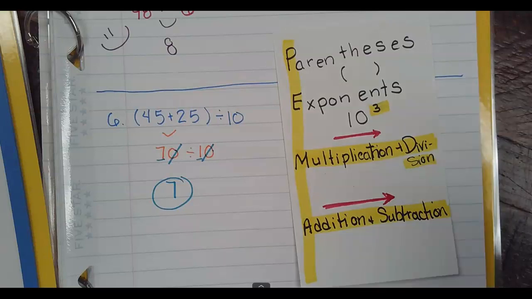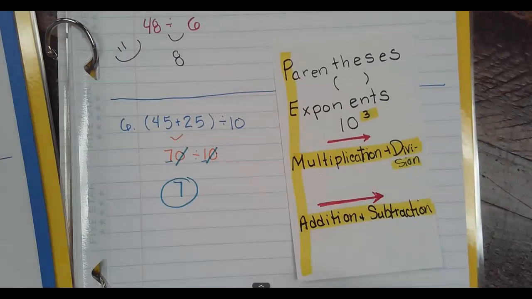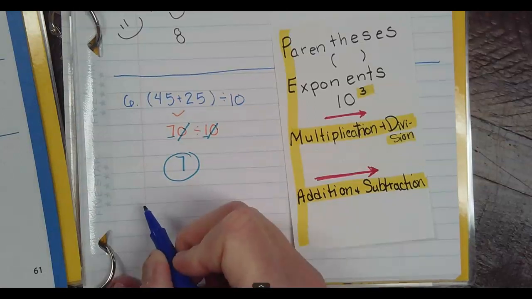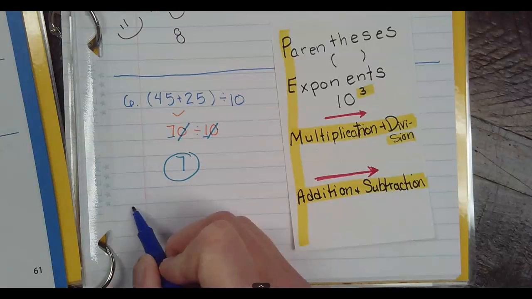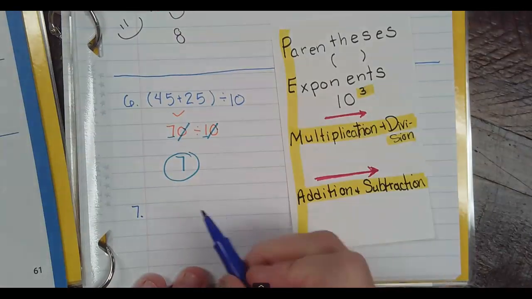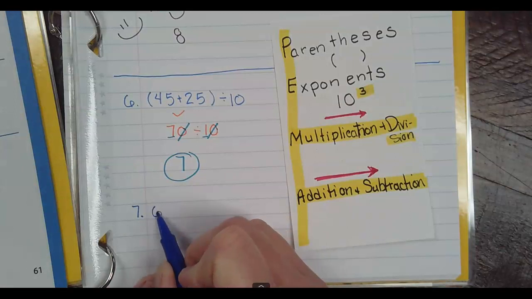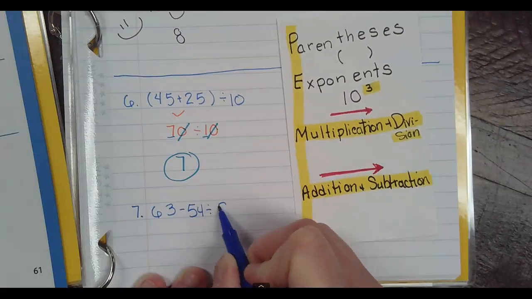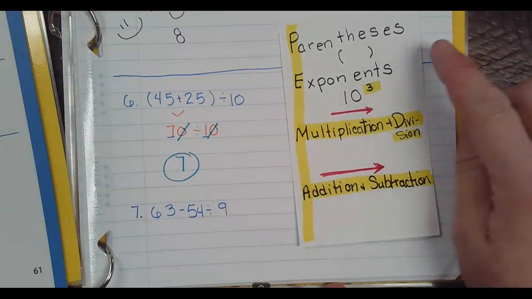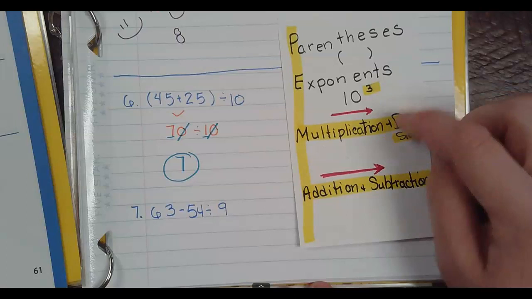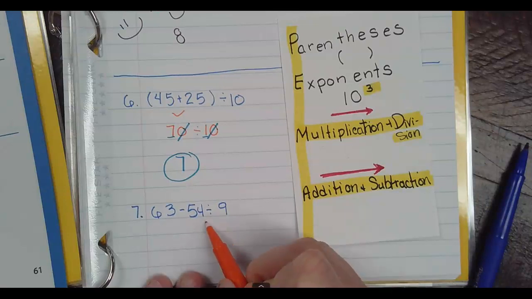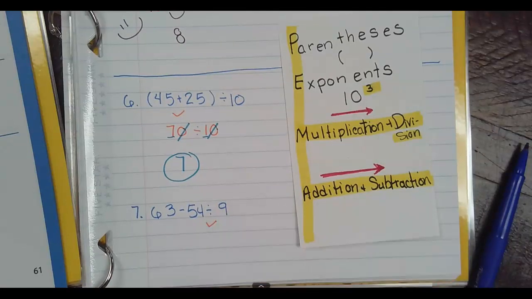Okay, let's look at number 7. I think I have enough room. Number 7 looks like this. 63 minus 54 divided by 9. Do I have any parentheses, exponents, multiplication, division? Yes. Multiplication and division would be division. 54 divided by 9 is not 7. It is 6.